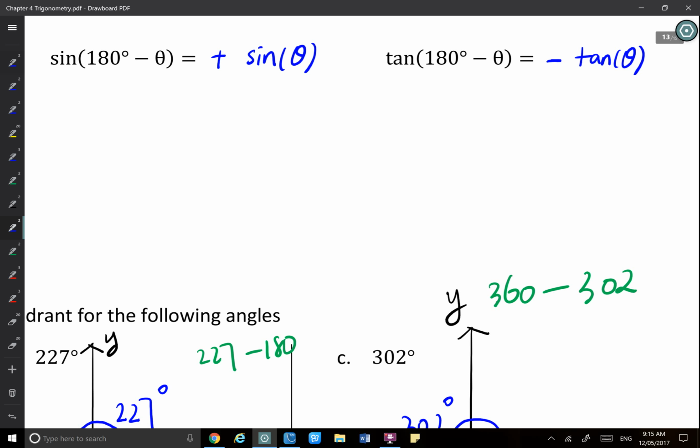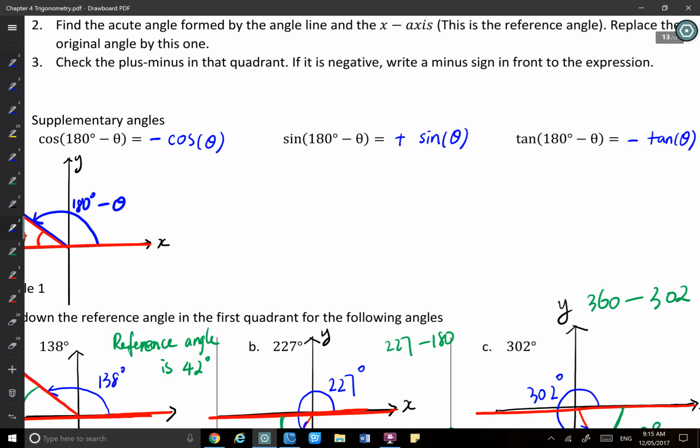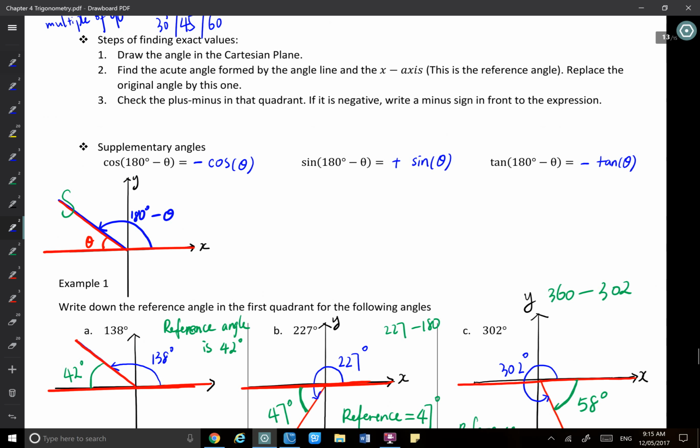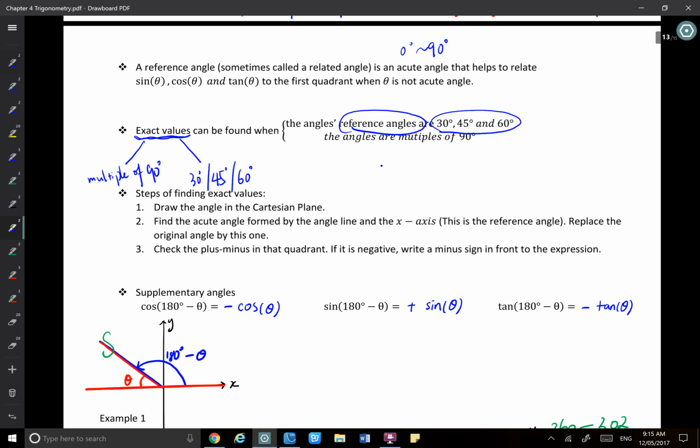So that's the formula. Okay, that's 3 formulas, but I don't want you to remember them. I want you to have the ability to sketch the angle, find the reference angle, decide the quadrant, and put a positive or negative sign on it. So that's what we learned for today. Basically we learned how to find reference angles and how to evaluate sine, cosine, and tangent values when the angle's reference angle is 30, 45, and 60 degrees.